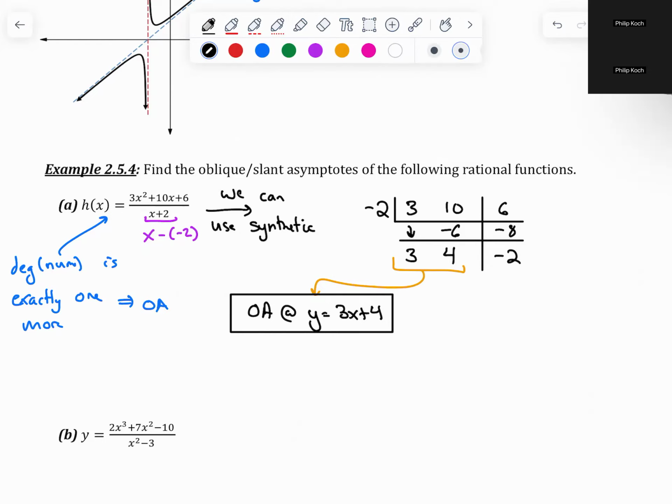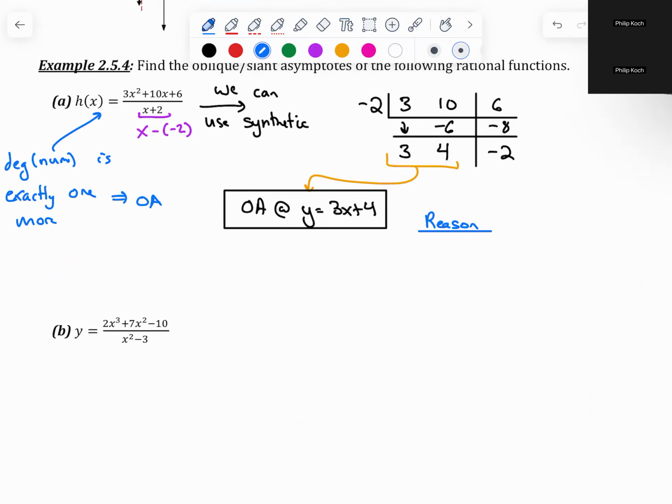Okay, but why though? And here's the reason. You don't have to write the reason, but if you'd like to know. If you remember the division algorithm, what it states is that if you divide a polynomial by another polynomial, you get, so if we have 3x squared plus 10x plus 6 divided by x plus 2, it's equal to its quotient, which is 3x plus 4, plus our remainder, negative 2, divided by our divisor, x plus 2. Right? That's what the division algorithm says.